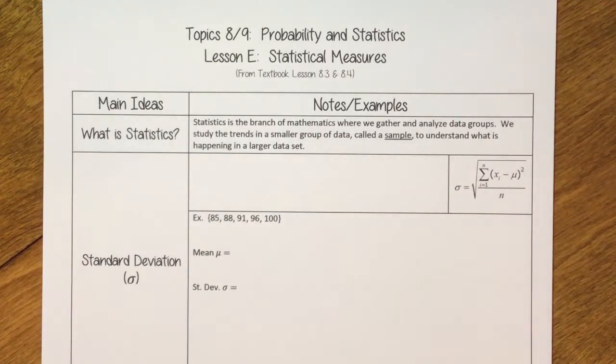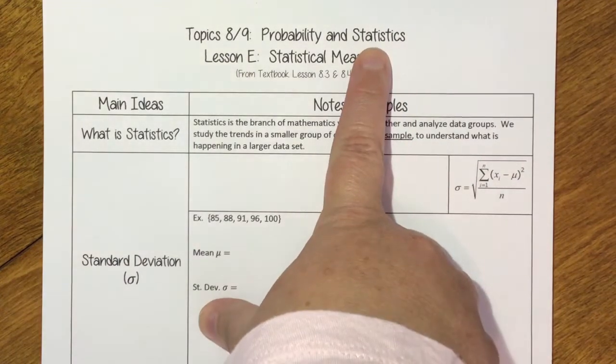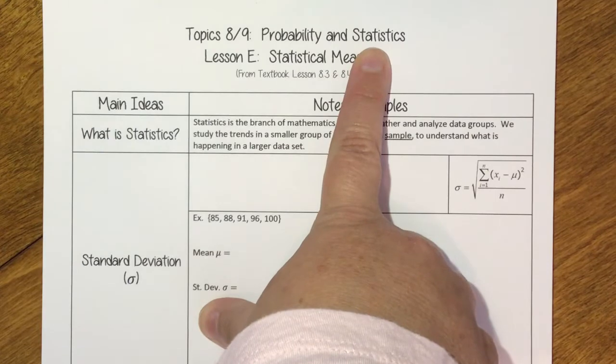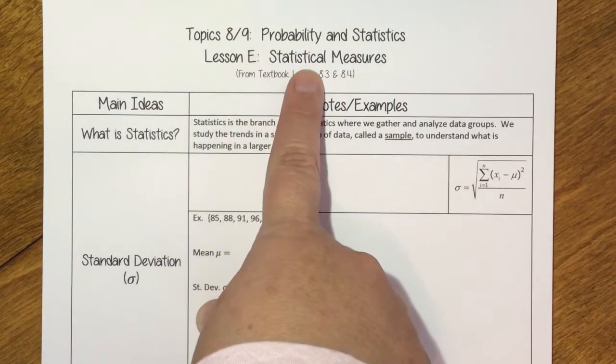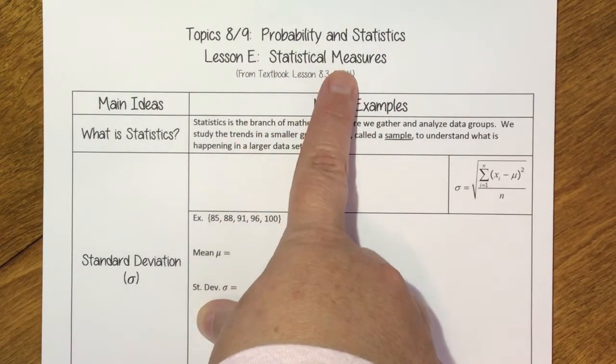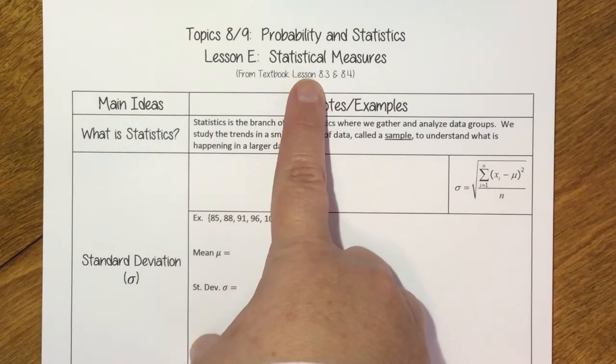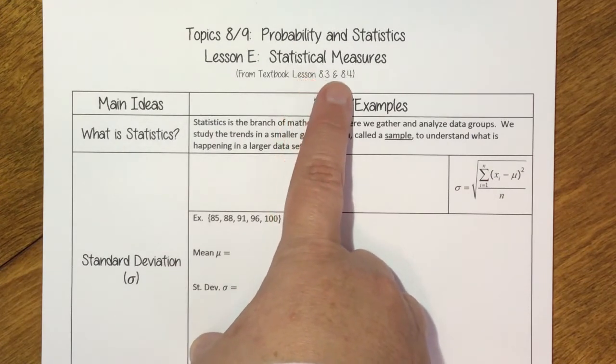We have been talking about probability, which is the likelihood that something will happen. Now we're moving into a connected region of math called statistics. So this is lesson E. We're talking about some basic statistical measures. The information we're talking about is coming from your textbook, lessons 8.3 and 8.4.